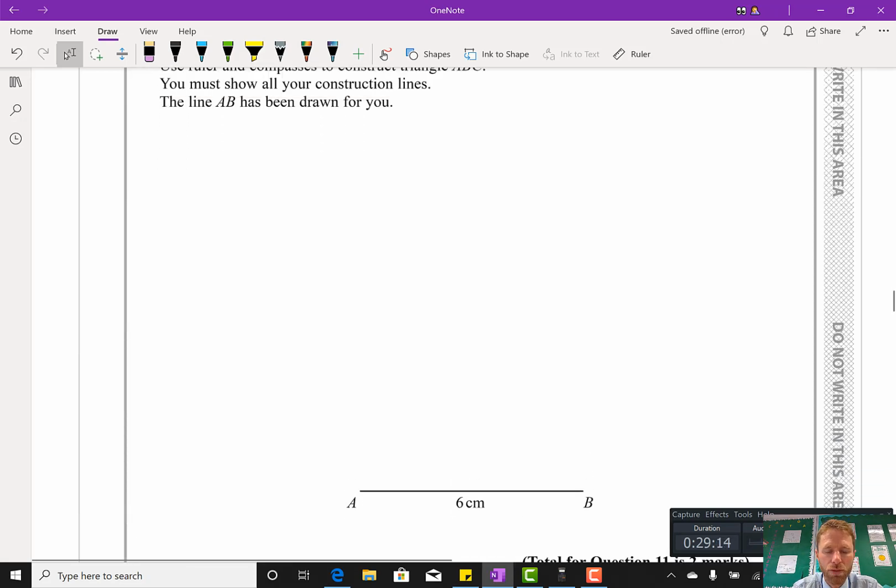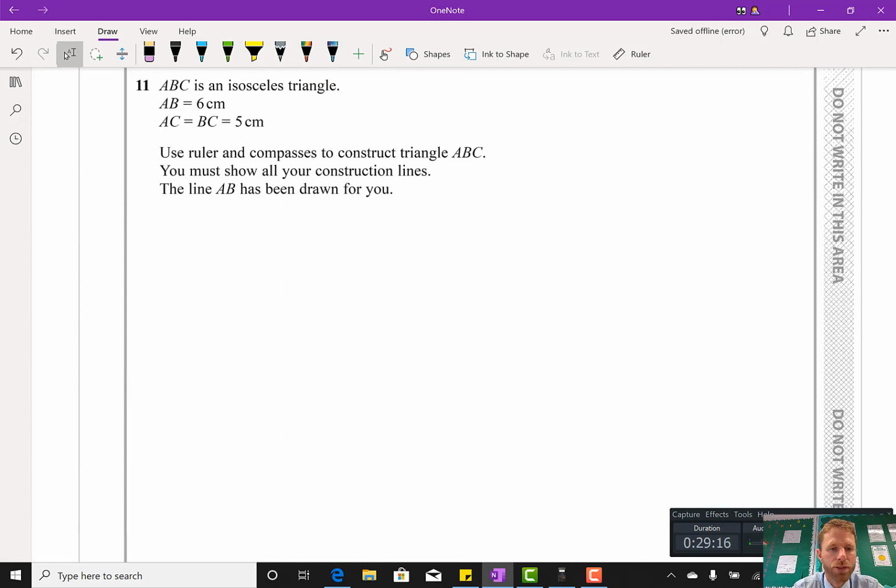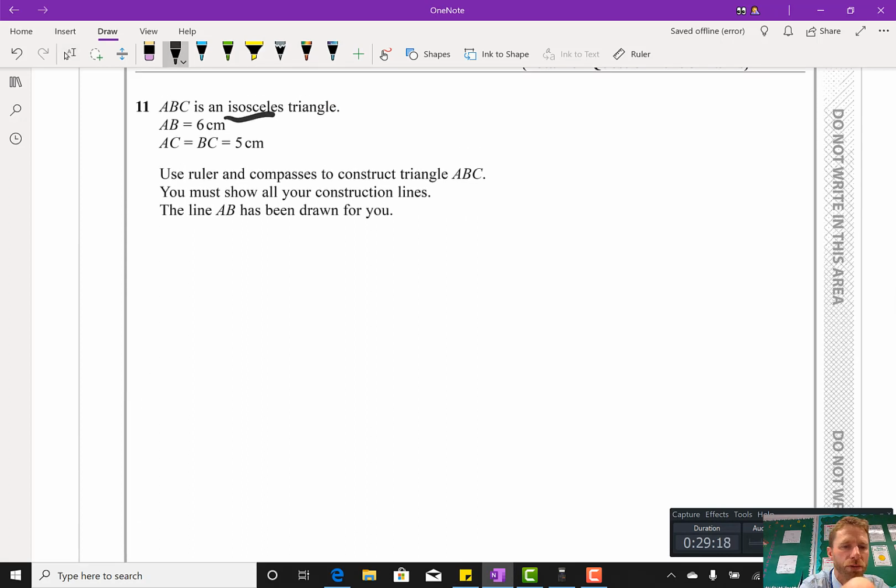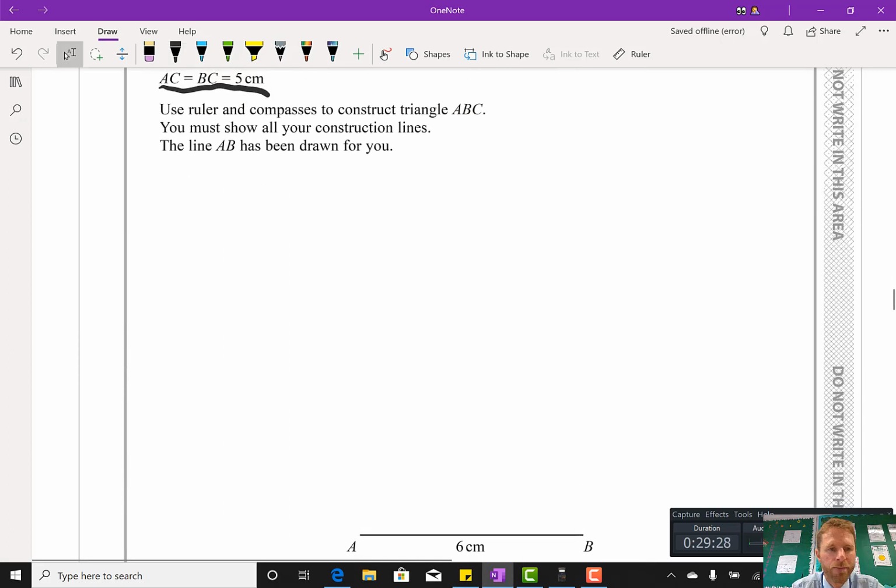Okay. So first thing to note, isosceles triangle. We've got to remember isosceles triangle means 2 lines the same length, which it has told us here, and they are both 5 centimeters. The 6 centimeter line is there. Use ruler and compasses to construct angle ABC. So this is where we quote Mr. Kellett, no arcs, no marks. If you simply draw the triangle with a ruler, if the arcs aren't there, you are not going to get the marks, because it says you must show all your construction lines. And it clearly says use ruler and compass.